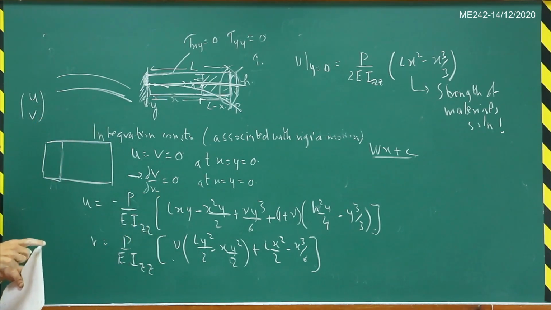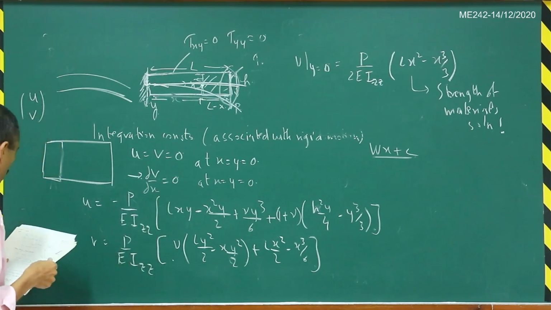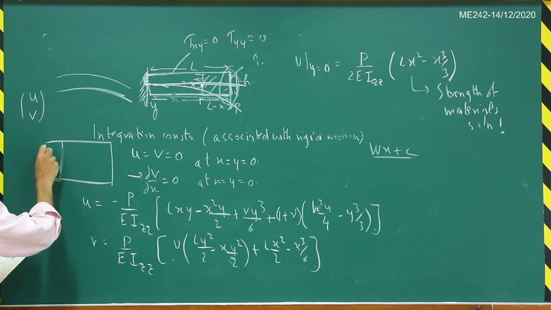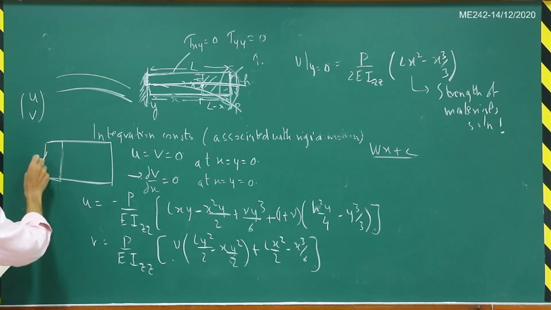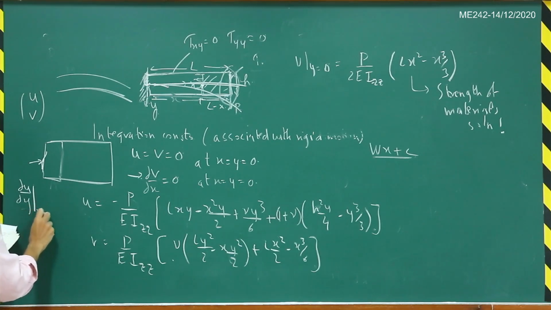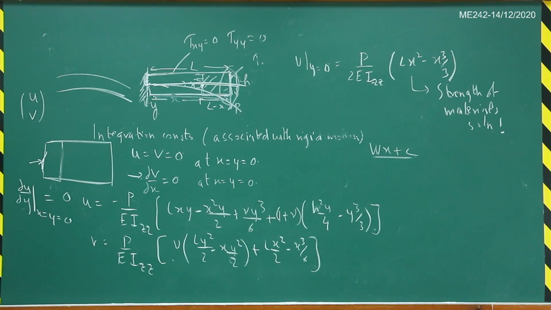But here, because we have more choice, because u is a function of x and y, and v is also a function of x and y, another possible boundary condition is that you can also use del u by del y at x equal to y equal to 0 is equal to 0. So this is also another boundary condition that can be used here.